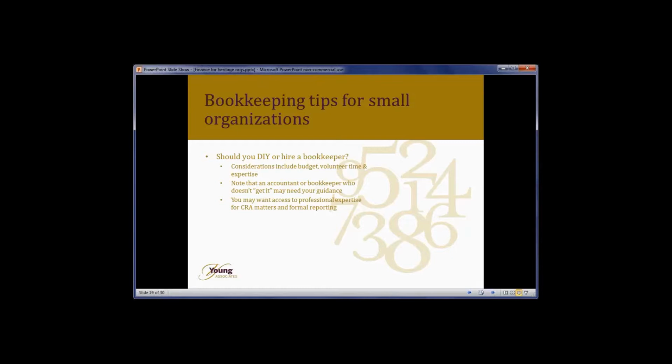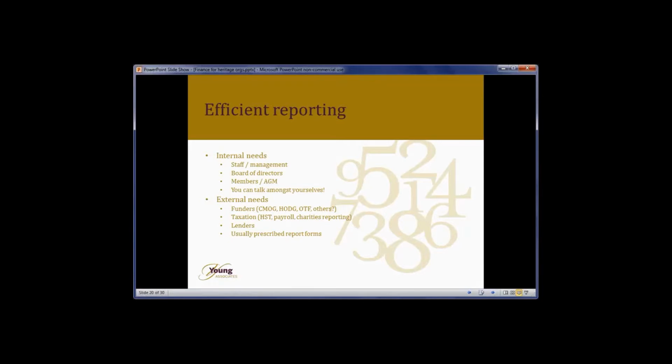So if you're working with an outside individual, be sure that you're sort of hand in glove with them to help them reflect back to you reports that are going to give you what you need. Even if you do it yourself, you may find that it's useful to have access to outside professional expertise from time to time if you need to have some assistance with tax matters or formal accounting reports for any particular purpose.